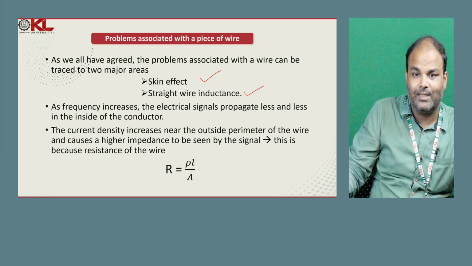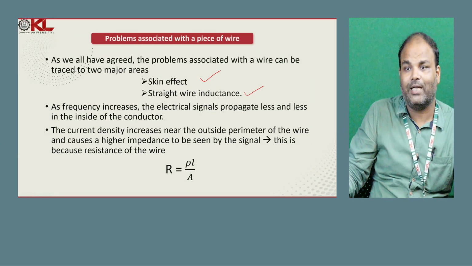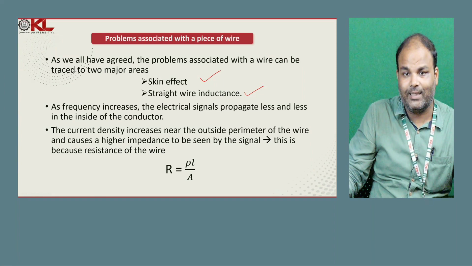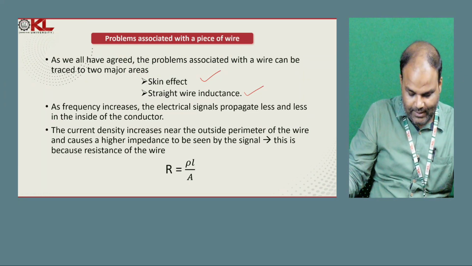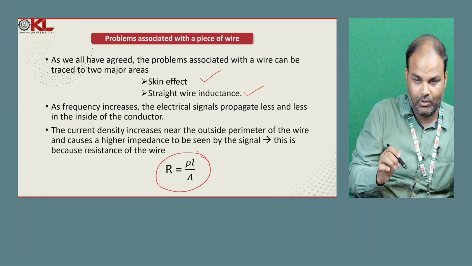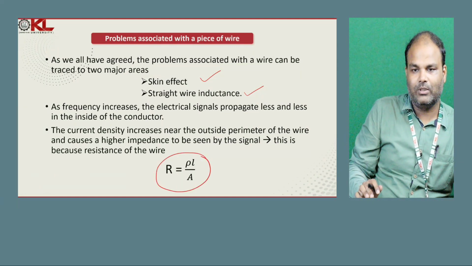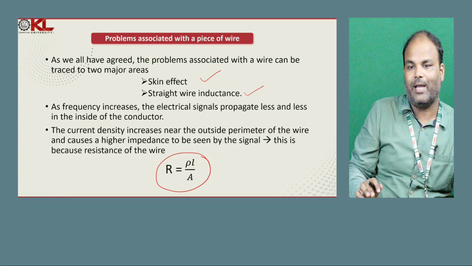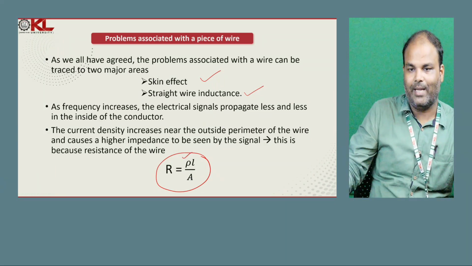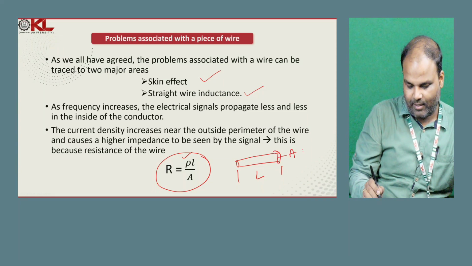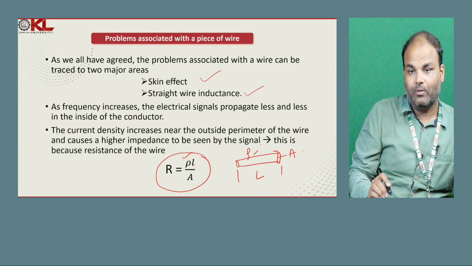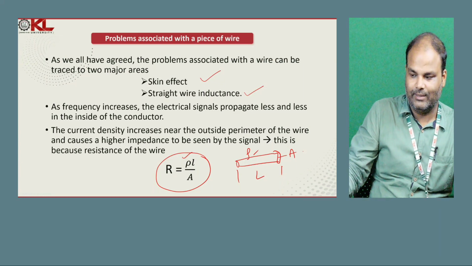Second, the current density increases near the outside perimeter of the wire and causes a higher impedance to be seen by the signal. This is because of the resistance of the wire. The resistance of the wire we already know from the 12th class is equal to rho L by A. So L is the length of the wire, A is the area of cross section, and rho is the resistivity.